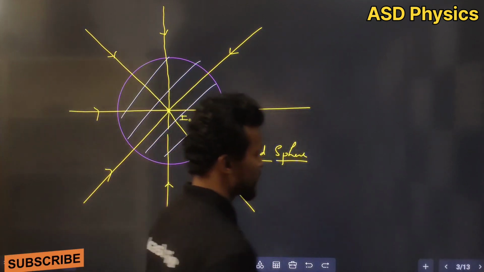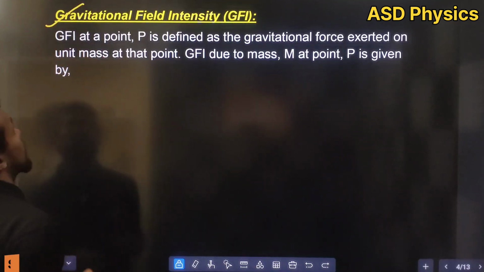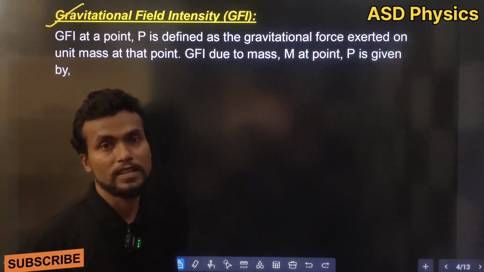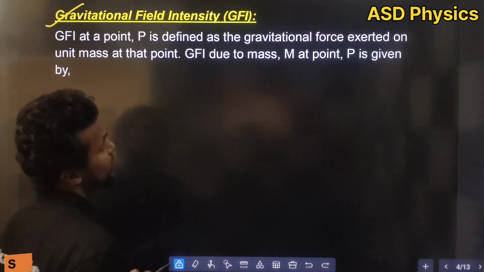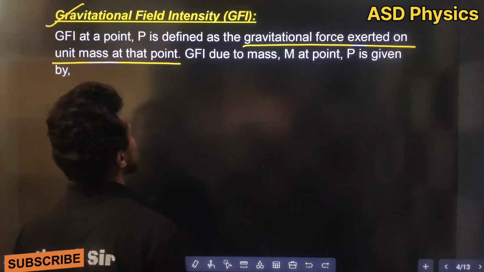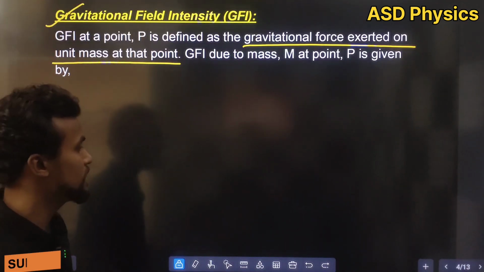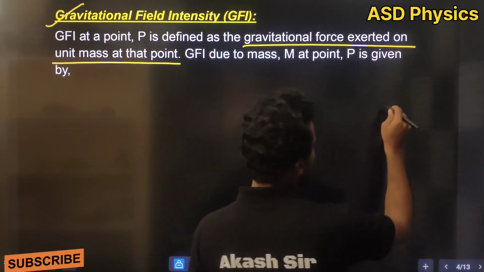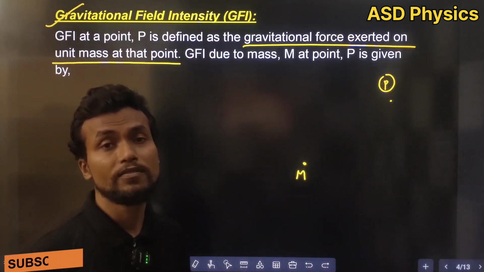Now students, after that we are going to learn the mathematical concept. Let's see here, please. We are going to see the gravitational field intensity, and as I told you, it is a vector quantity. Gravitational field intensity at a point P is defined as the gravitational force exerted on unit mass at that point. Gravitational field intensity due to mass M at point P is given by, so first I will take one mass M, and at this point P, I want to calculate the gravitational field intensity.